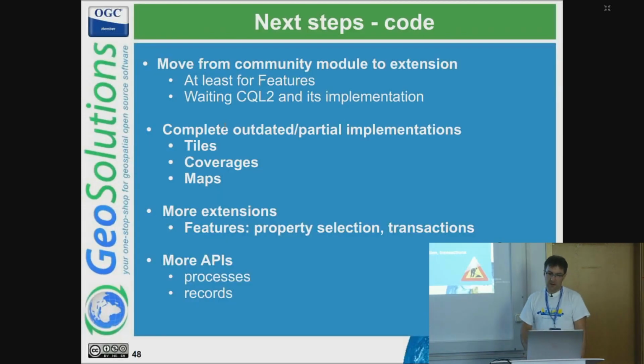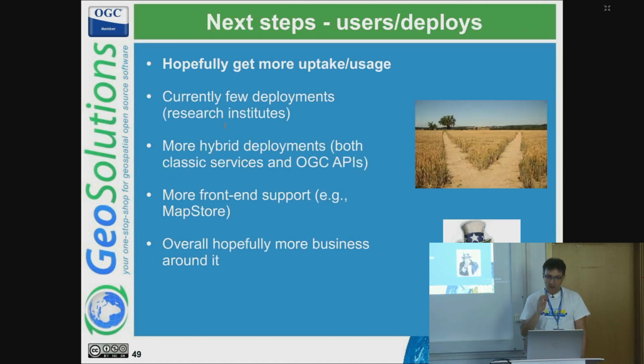Moving forward, next step, code. The OGC API in GeoServer is a community module. We need to bring it to extensions, but we need to wait for the relevant specifications to become stable. We cannot have an officially supported module with a specification that moves under its feet. So for features, we are waiting at the very least for SQL2 because it's kind of the bare minimum which we would consider. We need to complete the implementations and have more implementations.